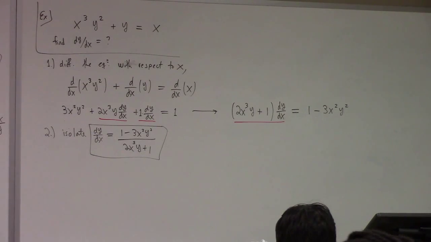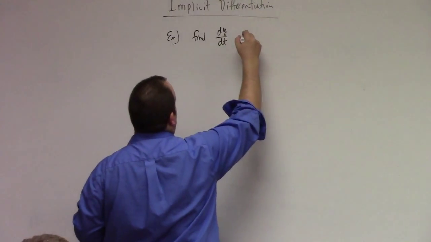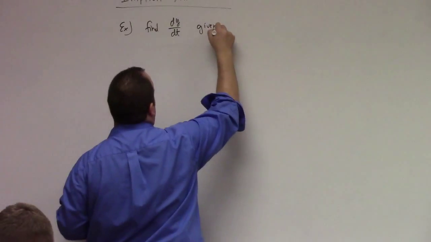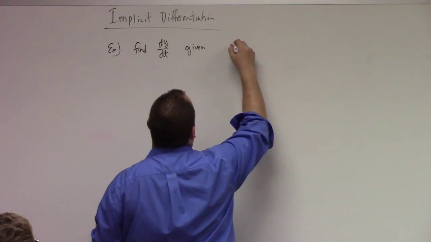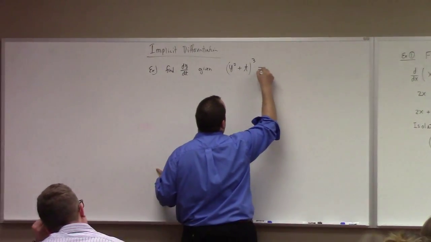There's another example we should do. I haven't done one quite this flavor yet. I'm going to erase this stuff over here. The examples I've done so far, they're all kind of the same variety. Let me do one with a different letter. How about find dy dt given that y squared plus t cubed is equal to t squared.